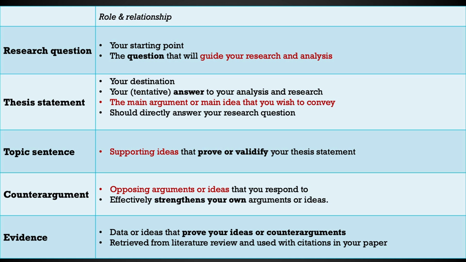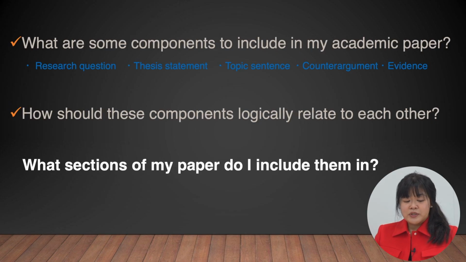In summary, here are the roles and relationships for the 5 pieces of information we are looking at. At this point, we should have achieved the first 2 aims of this mini lecture. Next, let's move on to find out where exactly do these 5 appear in your paper.